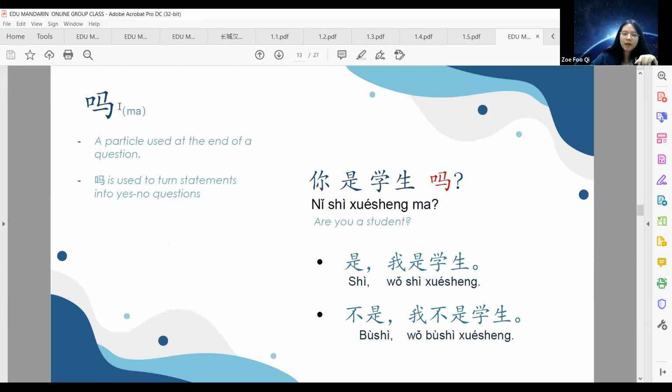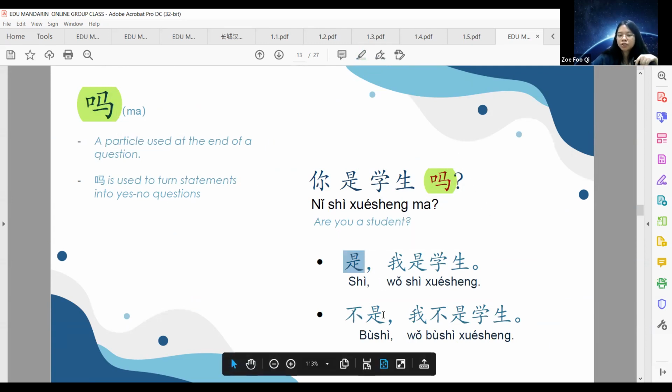And then this one, ma is important. This one we always use. So ma is something we use at the back of a sentence, and the meaning is to ask a question. It turns the statement into a yes or no question. For example, 你是学生, you are a student. We just add the ma to become a question: are you a student? 你是学生吗? The possible answer will only be 是 or 不是.